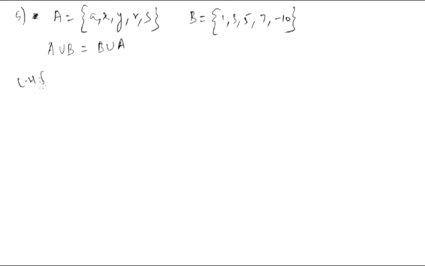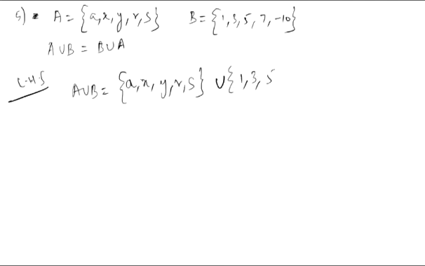LHS, you take A union B. What do you get? A, x, y, r, s, union B, which is 1, 3, 5, 7, minus 10. If you take the union of these two, you have to include all the elements in both sets without repetition. Wherever you have an intersection, you include those elements only once. But here these two are completely disjoint sets, letters of the English alphabet and numbers, so you're going to write all the elements anyway.